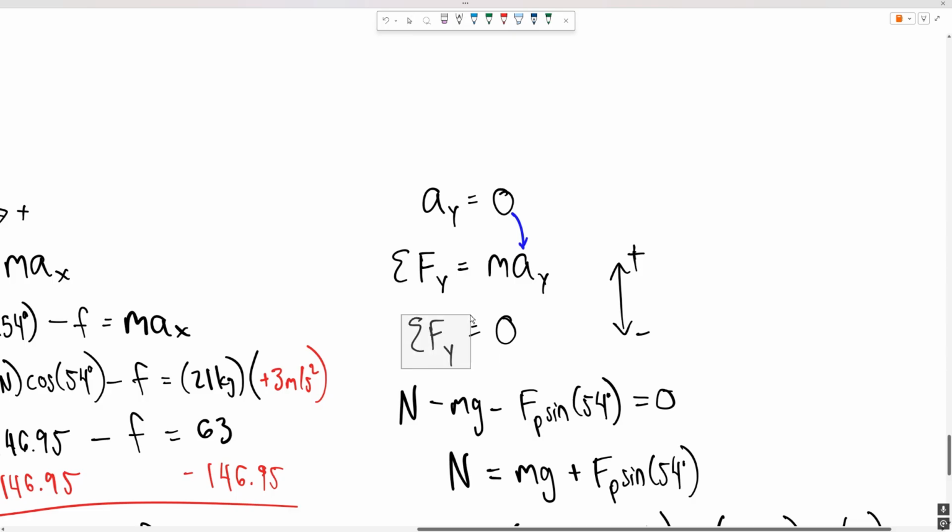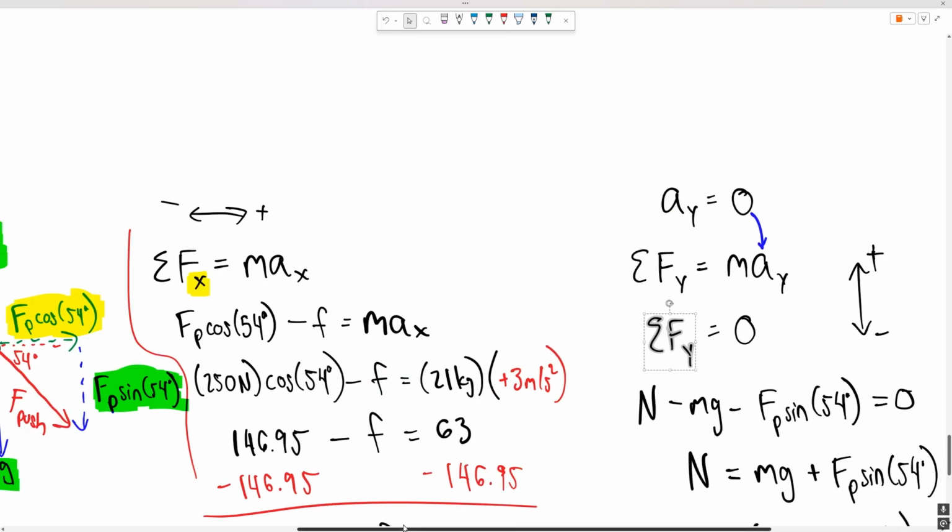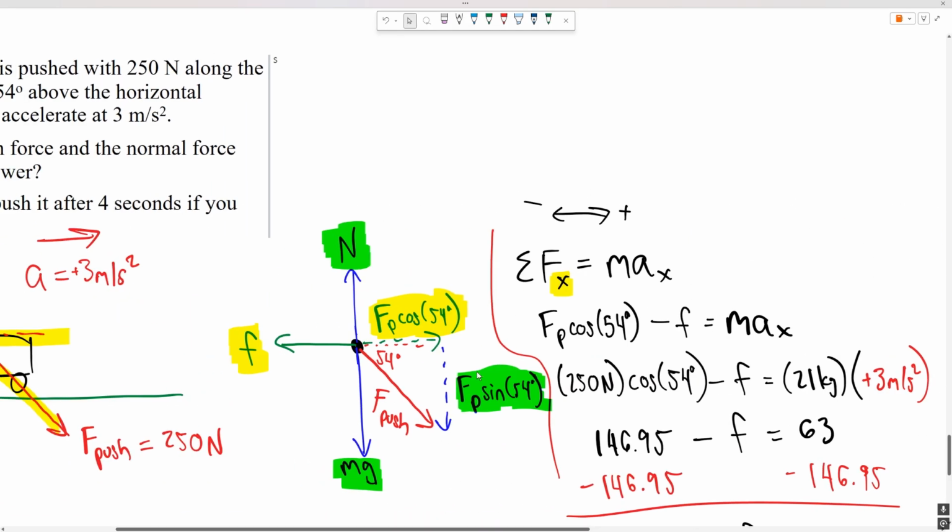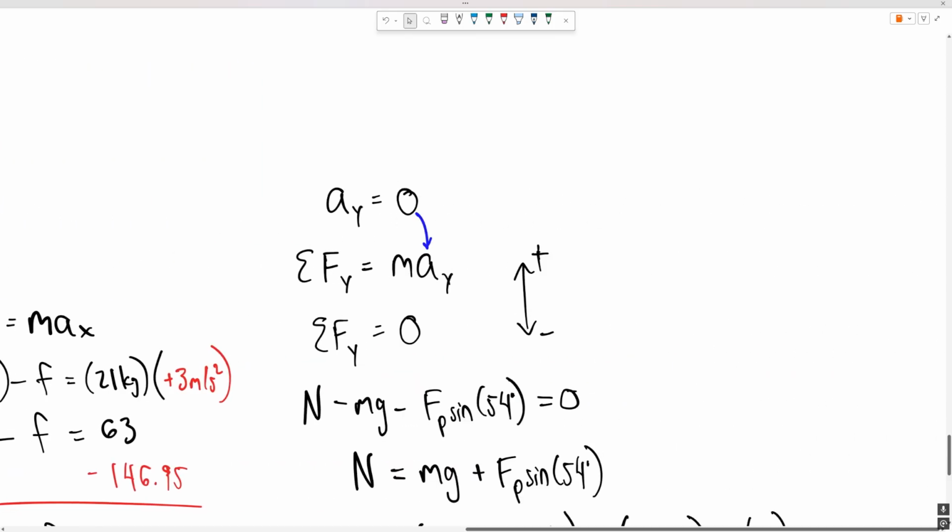Okay, so then, well, what forces are acting in the y direction? So in the y direction, I highlighted them in green here, right? We have the normal force up. So if I define up as positive, then we have normal force up is positive. We have mg down, so that's negative, so minus mg. And then we have a component of the pushing force acting downward as well. So we have to subtract F push sine of 54, the opposite side here, so sine, right? So we can put that over here, normal force minus mg minus F push sine of 54 equals 0.